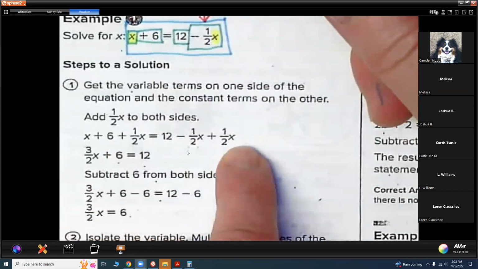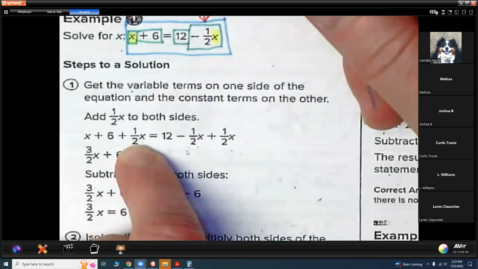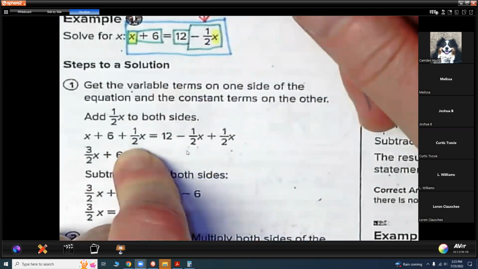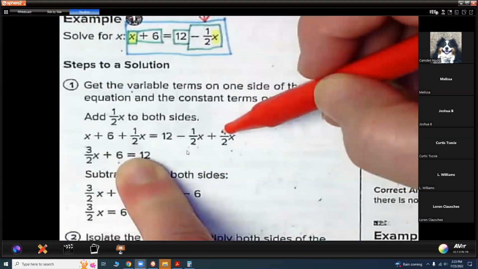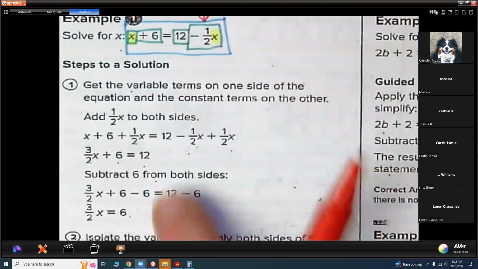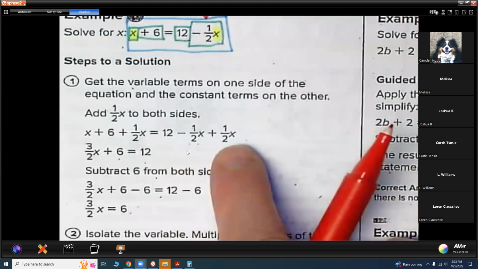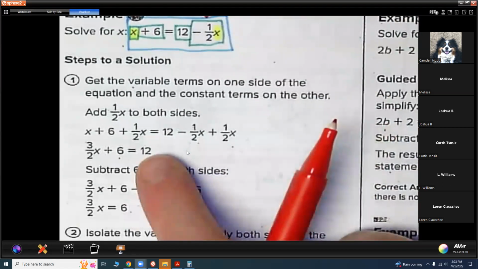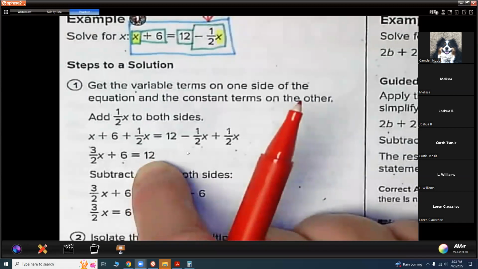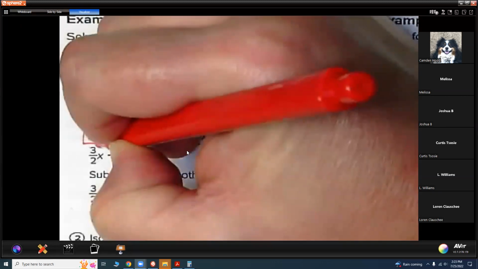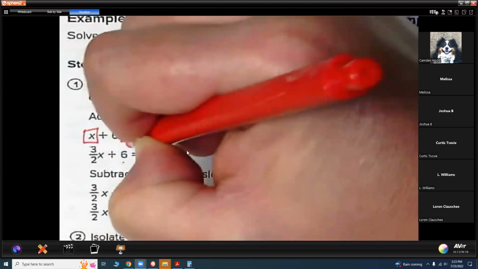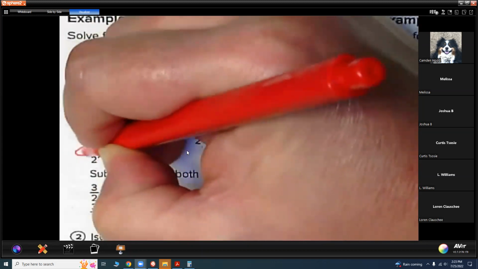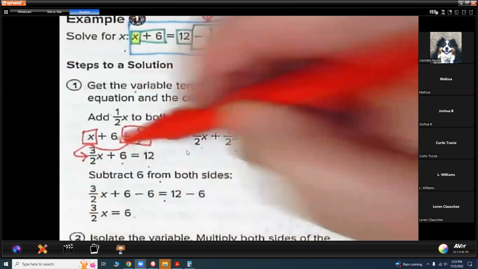And since we're doing that to one side of the equation, we have to do it to the other side. Okay, does that make sense? So the minus 1/2 x and the positive 1/2 x cancel, and we're just left with 12 on this side of the equation. x plus 1/2 x equals 3/2 x. And our plus 6 we just bring down.